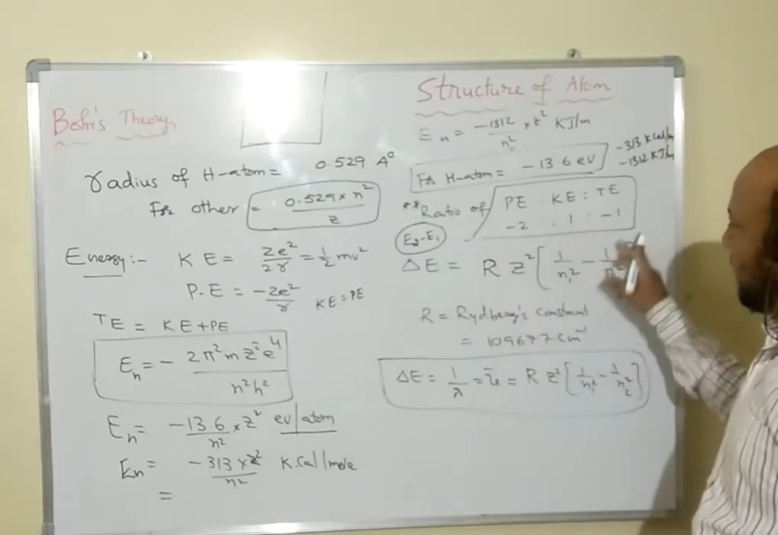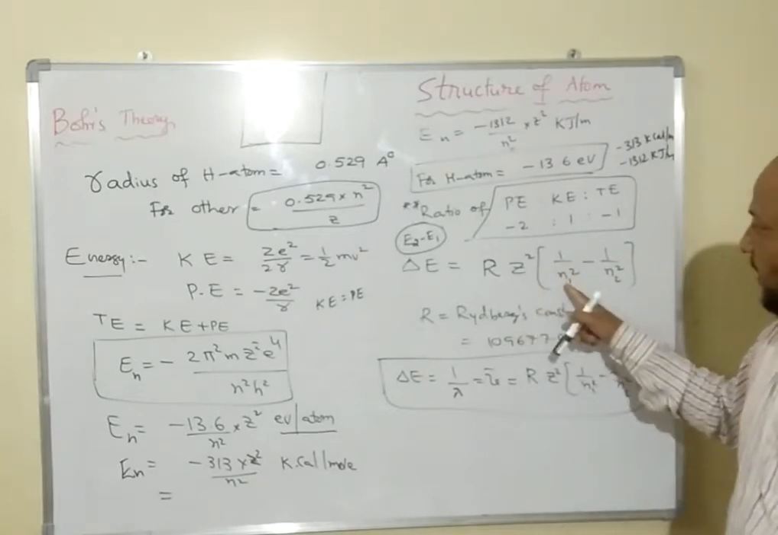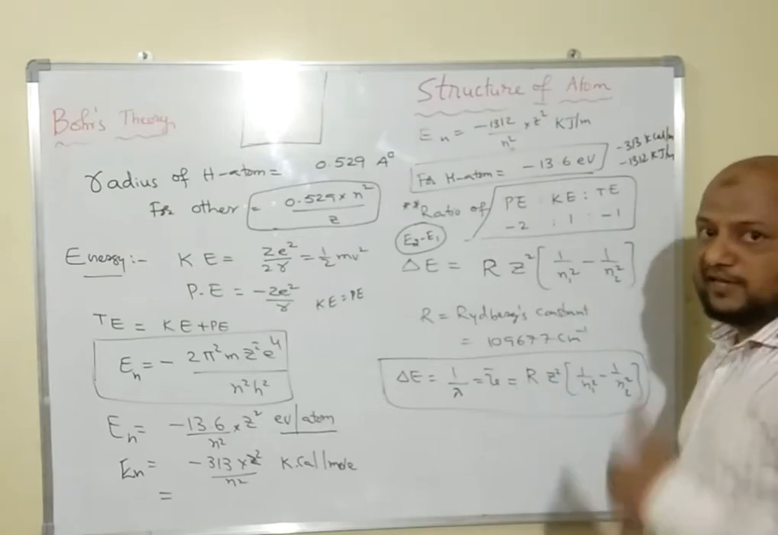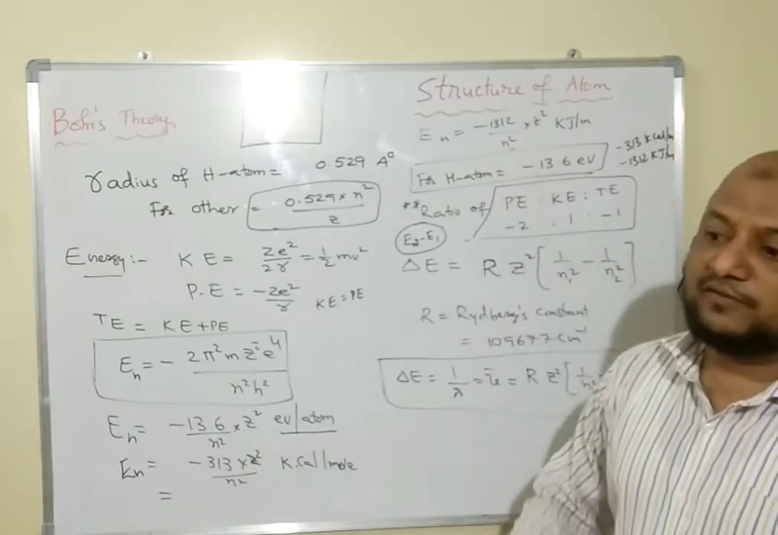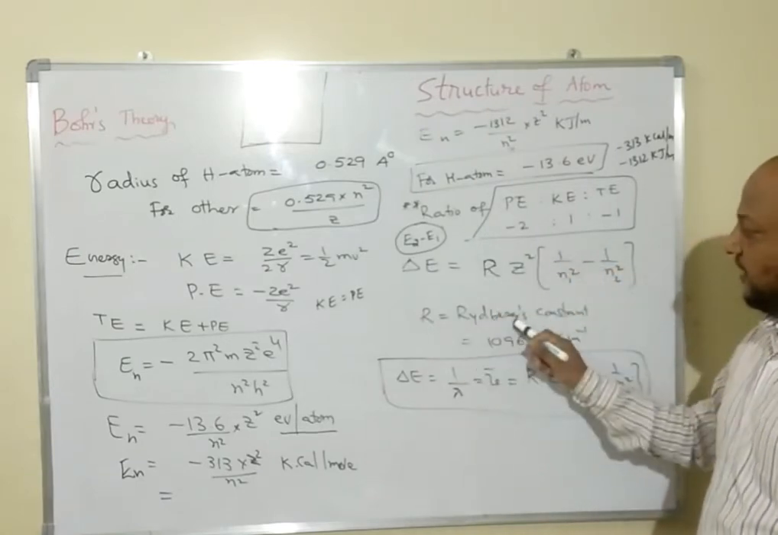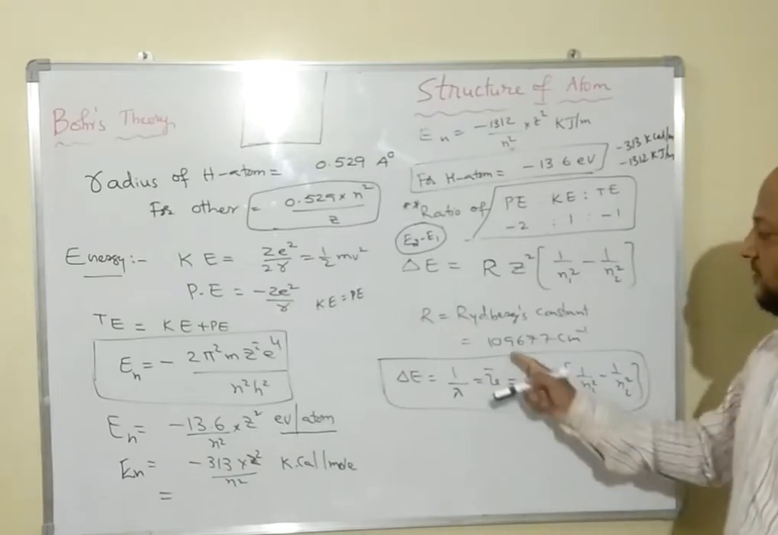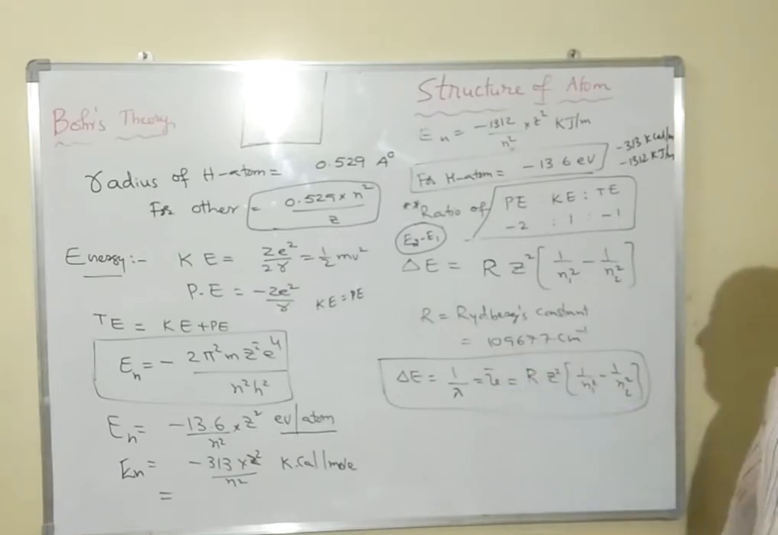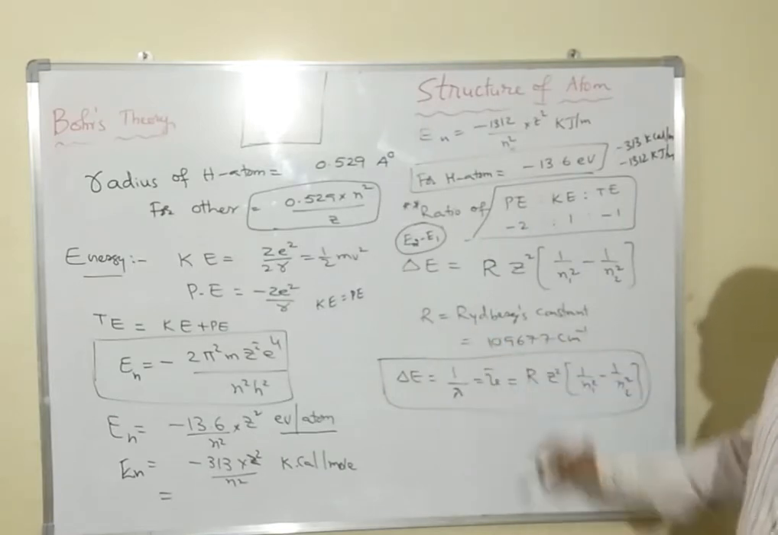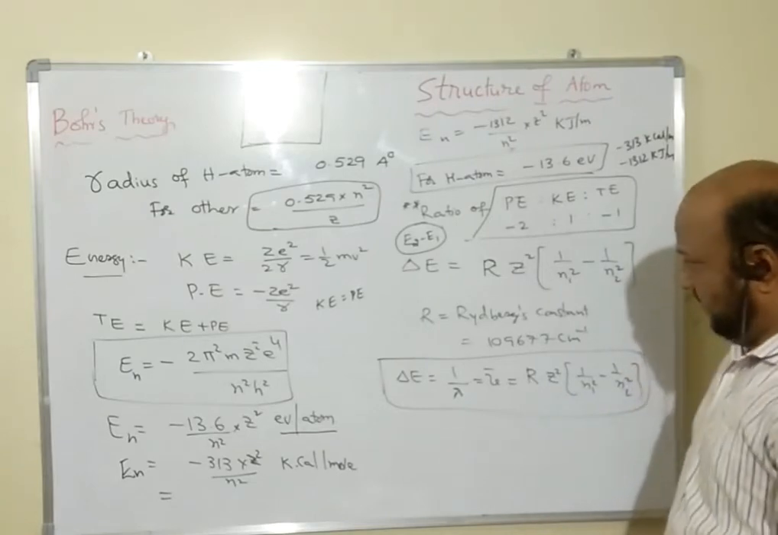1 by n1 square minus 1 by n2 square, where n1 is the ground state and n2 is the excited state, from where the electron is excited and to which it is excited. Then R is called Rydberg's constant. The value of Rydberg's constant is a common constant value, 109677 centimeter inverse. Then Z is the atomic number of that element.